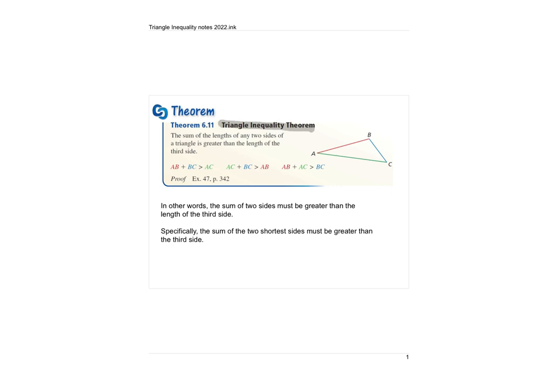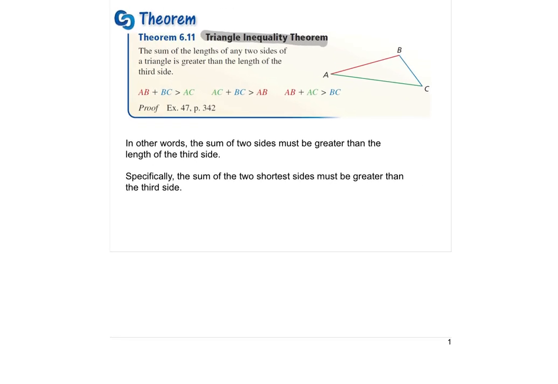Basically it says the sum of the lengths of any two sides of the triangle is greater than the length of the third side. Specifically, the sum of the two shortest sides must be greater than the third side. So that's essentially what we're looking at today.